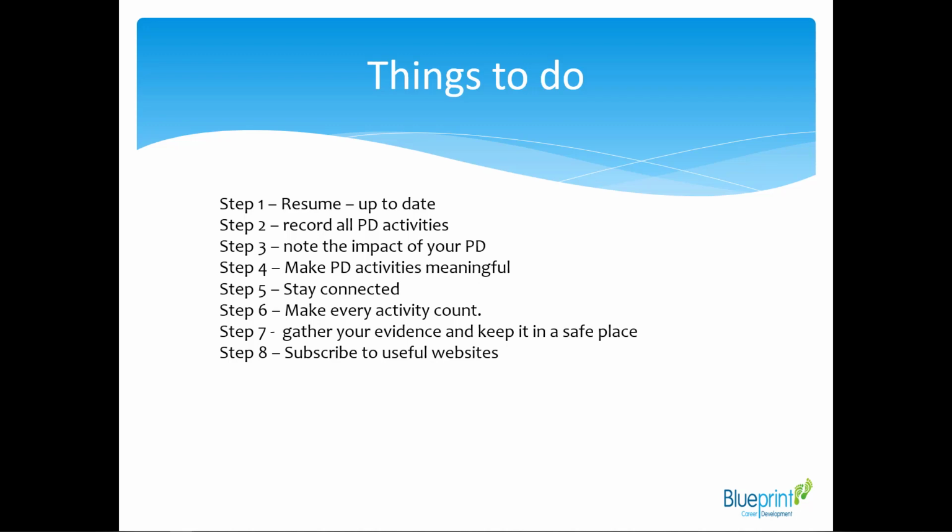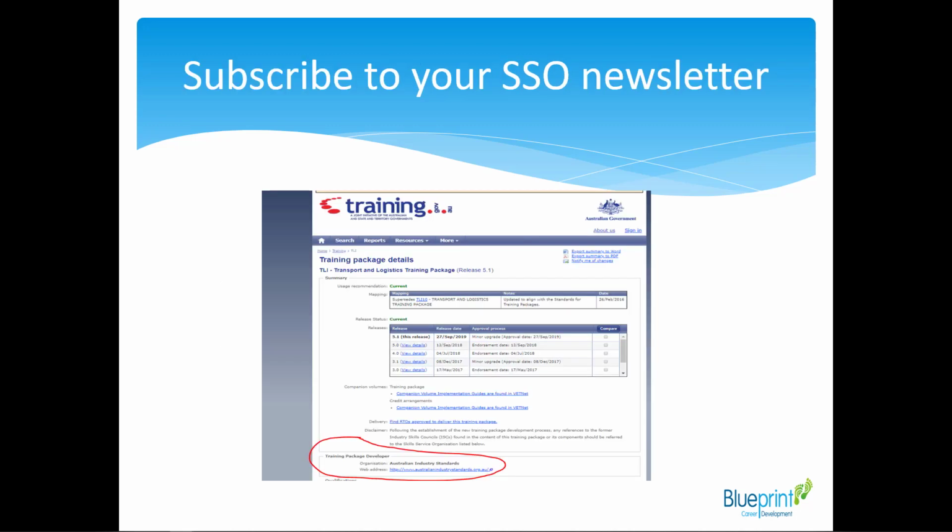You can find the name and link to the website of the SSO that maintains your training package by going to training.gov.au. Use the quick search to find the training package you work with, and then open the page of the training package and scroll down to the training package developer information. This will provide the website of the skills service organisation responsible for maintaining the package.